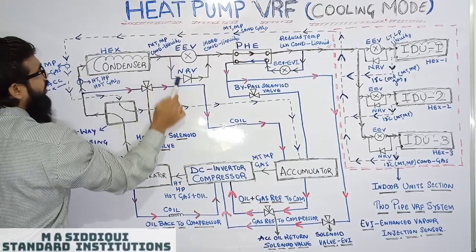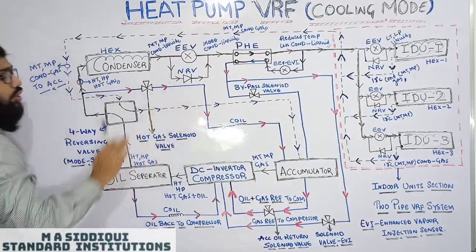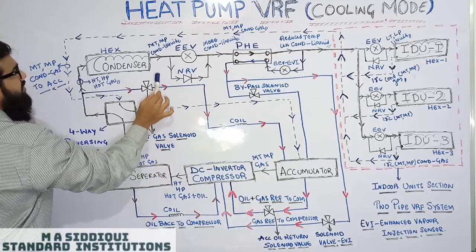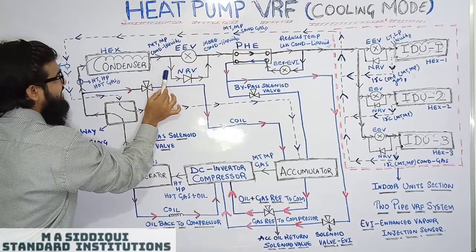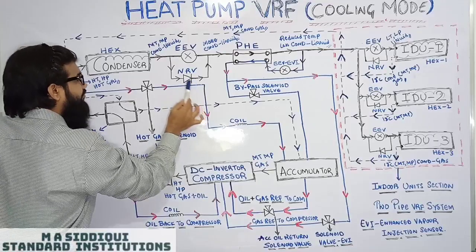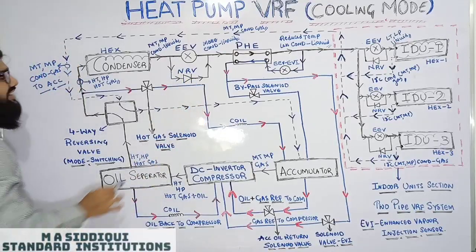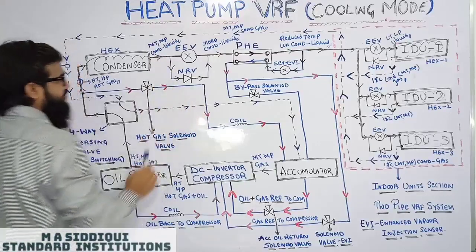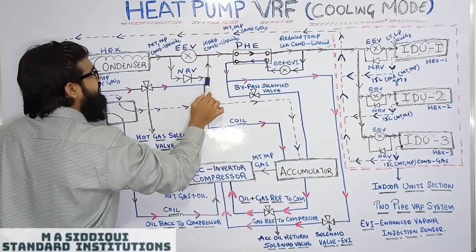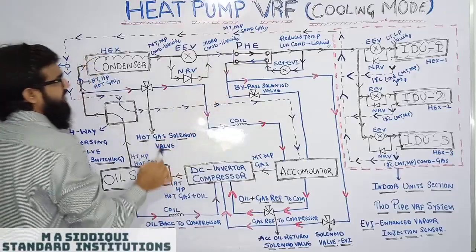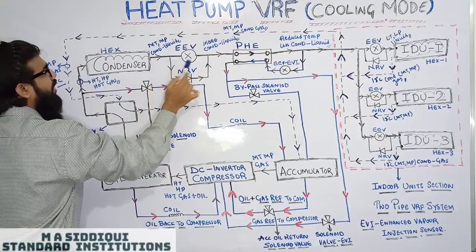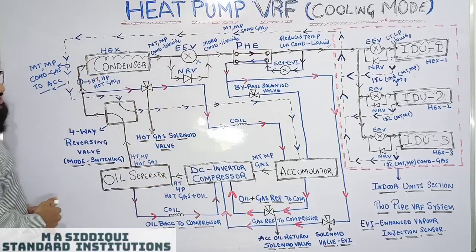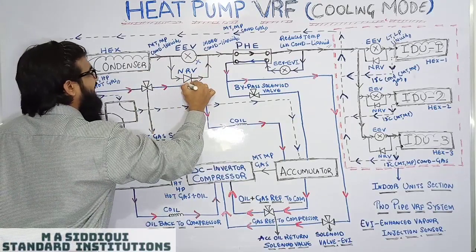This condensed liquid will pass via the NRV, non-return valve. Why is it passing through the NRV? Because the direction of the flow and the direction of the valve are the same, so the NRV will not oppose the flow of refrigerant. It will bypass this refrigerant from here to the PHE. That means refrigerant will not enter the EV during cooling mode. Okay? It will travel via the NRV.